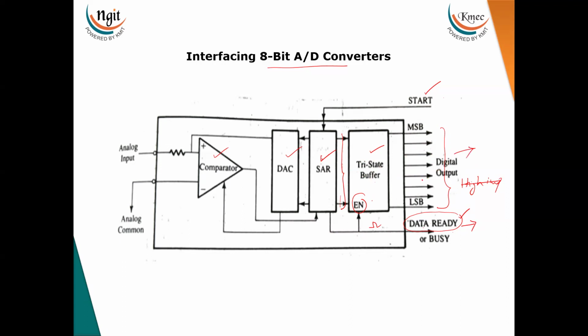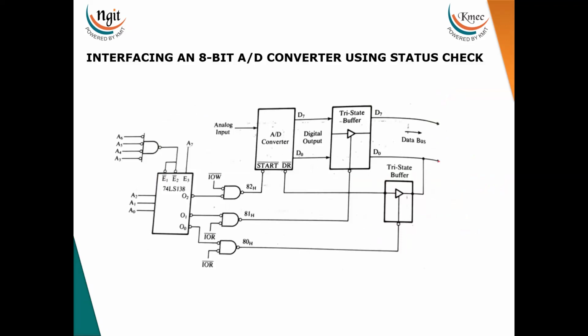Now here, how this complete IC is interfaced with the microprocessor, how the microprocessor is giving the start signal, and how it is reading the status, so that after the conversion is completed, the microprocessor will know whether the conversion is completed or not. Once the conversion is completed and the microprocessor reads the digital information, that we are going to study under interfacing an 8-bit ADC converter using the status check.